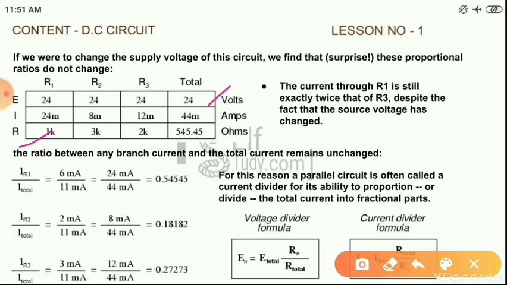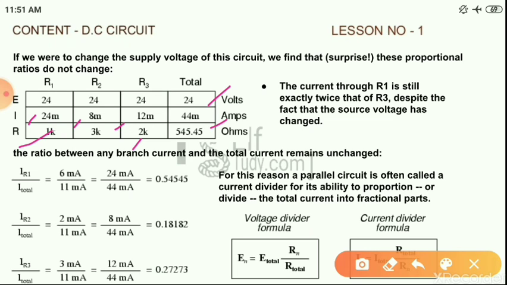Then for 24 volt and R1 resistance of 1 kilo ohm, 24 milliampere current will flow through the R1 resistance, 8 milliampere current through the 3 kilo ohm resistance, and 12 milliampere current through the 2 kilo ohm resistance. Then here the total current will be 44 milliampere.